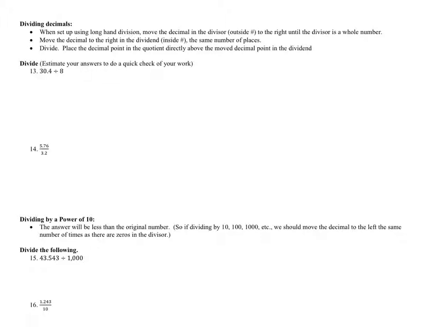So for example, if I'm doing 30 and 4 tenths divided by 8, well, I would set up long division, 30 and 4 tenths divided by the 8. Now notice that the number on the outside, the 8, is already a whole number, so I don't need to move any decimal places. So in my answer, my decimal place is going to go directly above the decimal in that dividend.